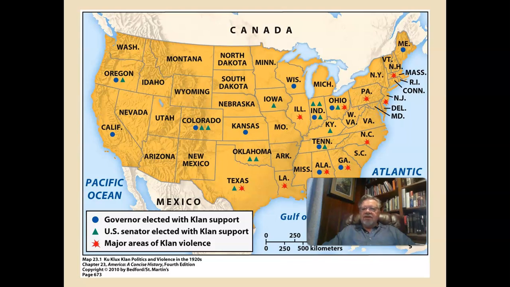So moving right along, here is a picture of the United States, and you see the little red star or explosion is where there was Klu Klux Klan violence. Wherever you see a triangle, the U.S. Senator was elected with Klan support, and wherever you see a little blue circle, a governor was elected with Klan support. So in 1925, the Klu Klux Klan was at an all-time peak in its popularity and influence in the United States.